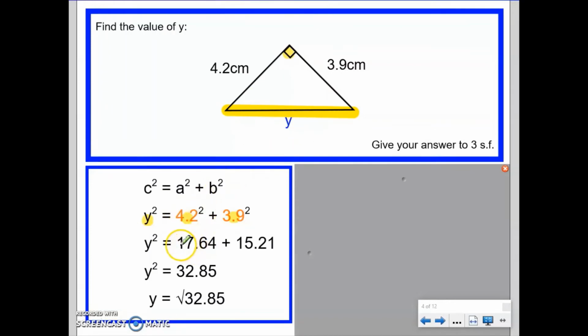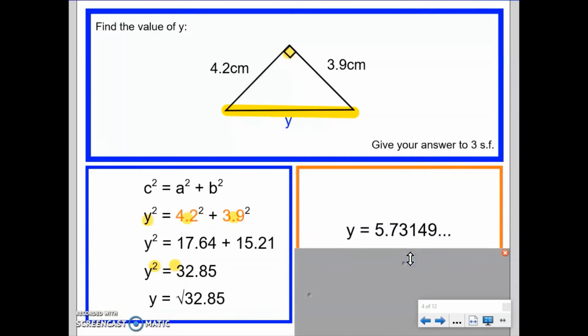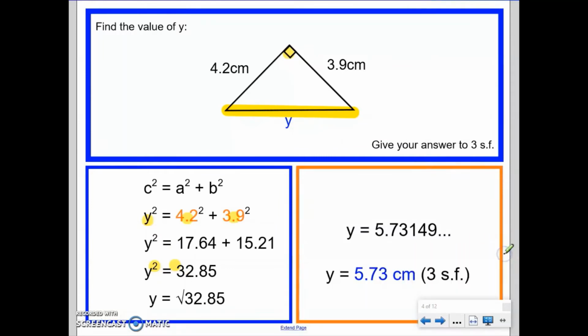4.2 squared on the calculator gives me 17.64. 3.9 squared on the calculator gives me 15.21. And because I'm working out the longest side, I'm working out the hypotenuse, I've added my two values together to get 32.85. But again, that is the square of this length, and I just want the length. So therefore, I'm going to square root both sides on the calculator. Gives me a length of 5.73149, which I then round to 3 significant figures. So the length of Y here, the length of this hypotenuse is 5.73 centimeters.